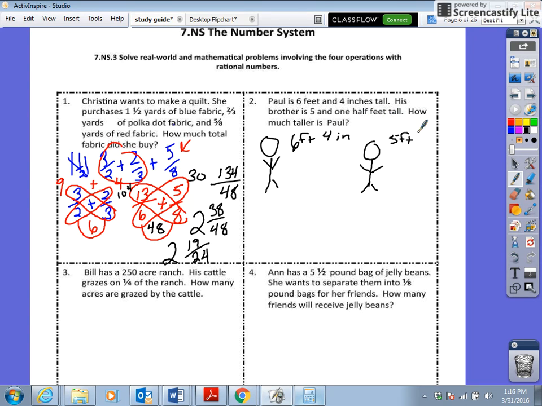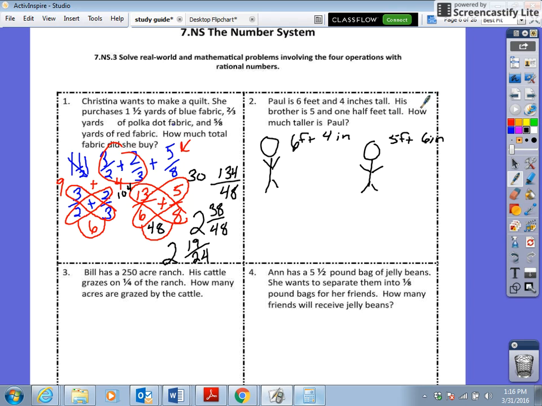Okay, so 1/2. I'm not going to put 1/2 here because I have a half here and I have inches here, and that doesn't do me any good. So what I'm going to do is figure out what's half of a foot. Well, a foot is 12 inches, so half of that would be 6 inches.